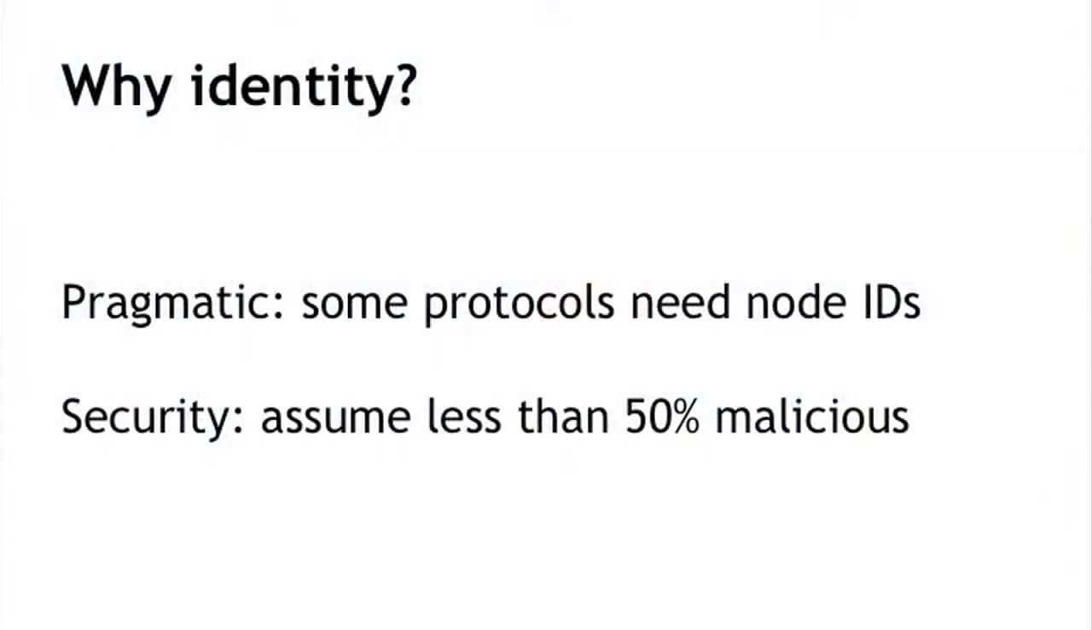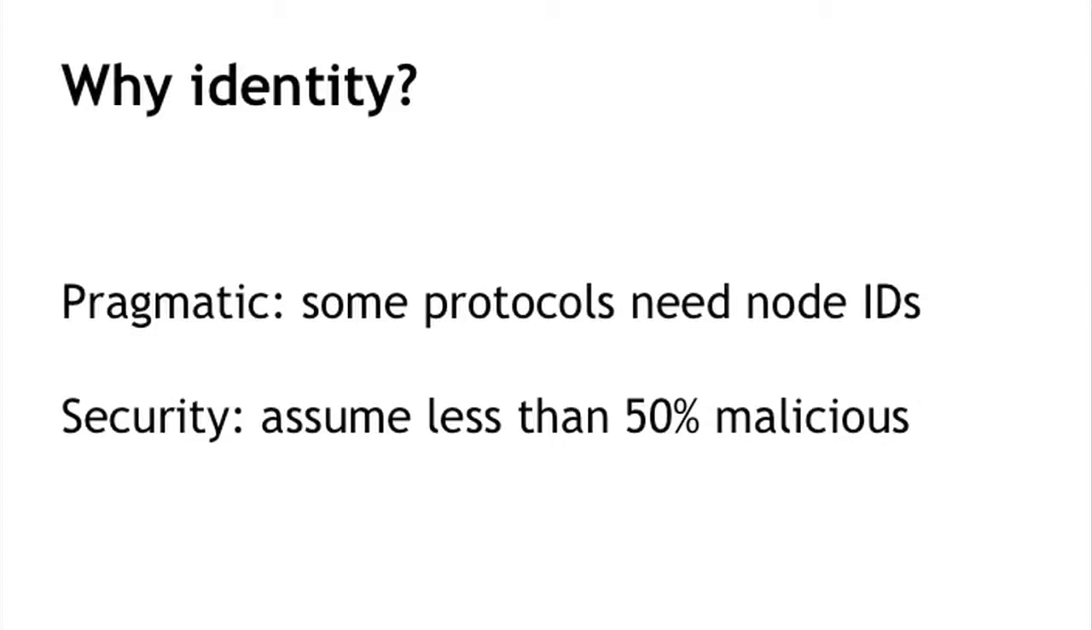One is a pragmatic reason. It would allow you to put into your protocol things like, now the node with the lowest numerical ID should take some step or something like that. So that's a simple pragmatic reason, which already, if nodes are completely anonymous, becomes harder to do.